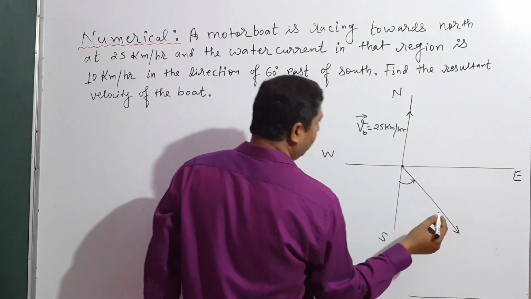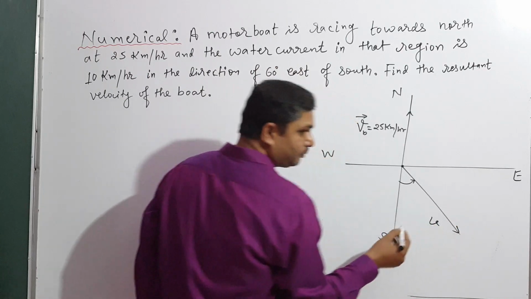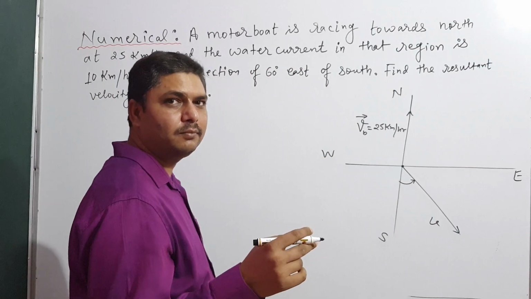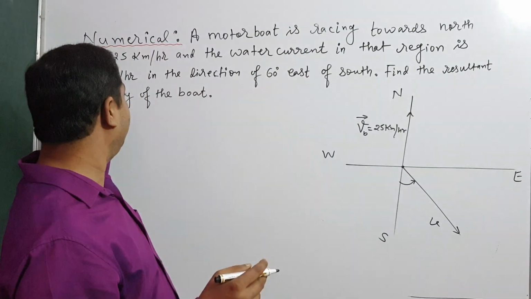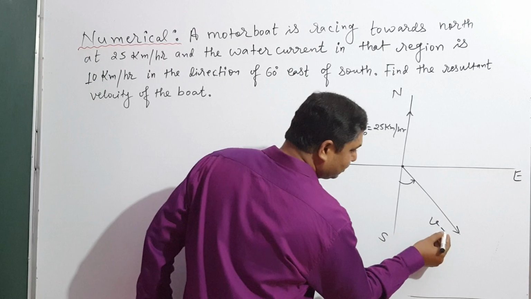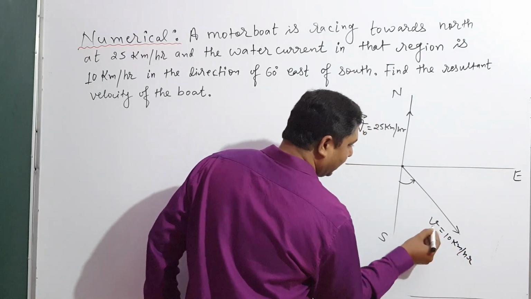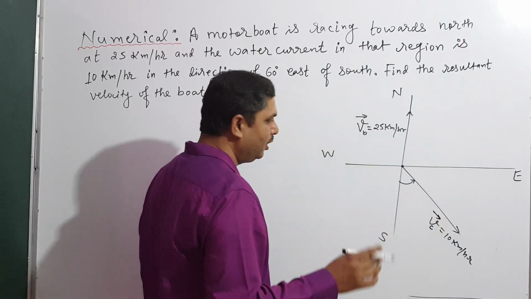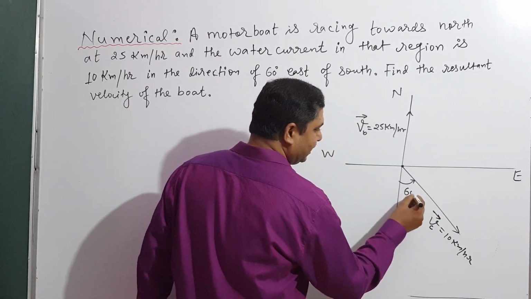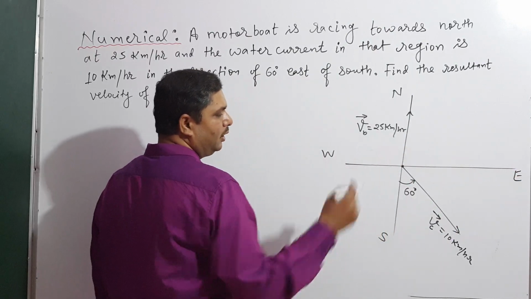So this is equal to 10 kilometer per hour, and this is said to be VC, C for water current. Give an arrow here. Now the angle is 60 degree. This is said to be the angle 60 degree from east to south.